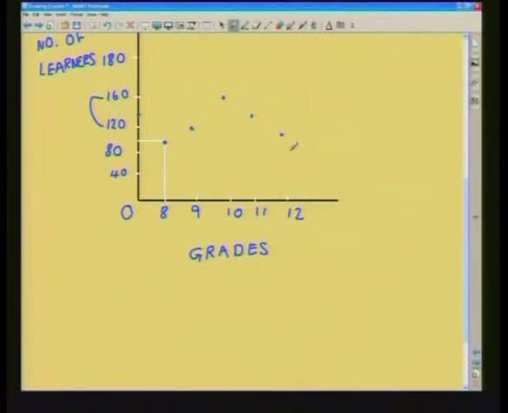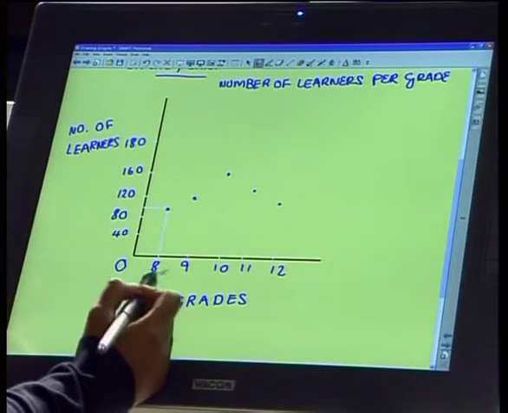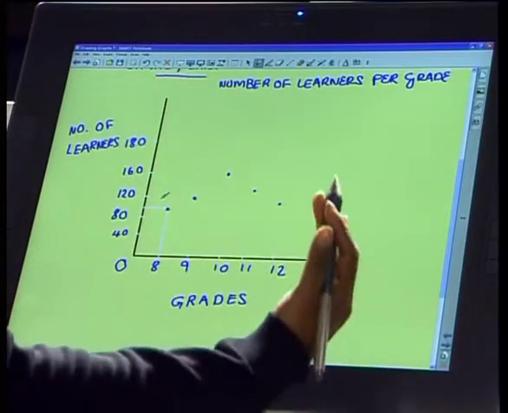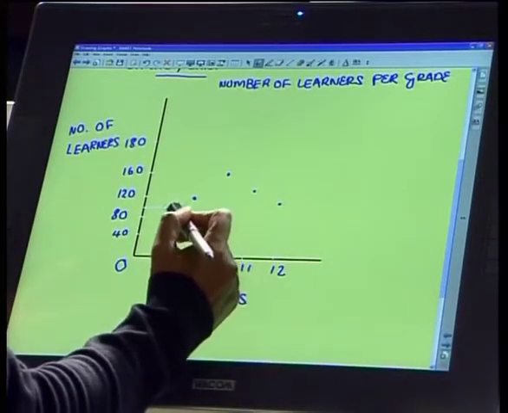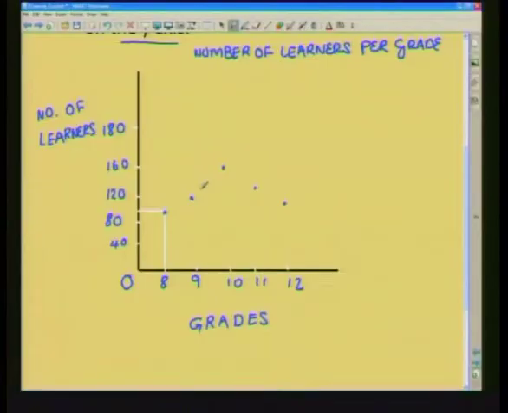Now guys, with this type of graph, we cannot join the dots. The reason we cannot join the dots is because these are discrete variables. Discrete variables take on specific values. So for example, if you look at the grade 8 learners, there are 100 learners. It doesn't make sense to have 100.5 learners, which is what you would imply if you were to join the dots together. So because these are discrete variables, you are not allowed to join the dots.